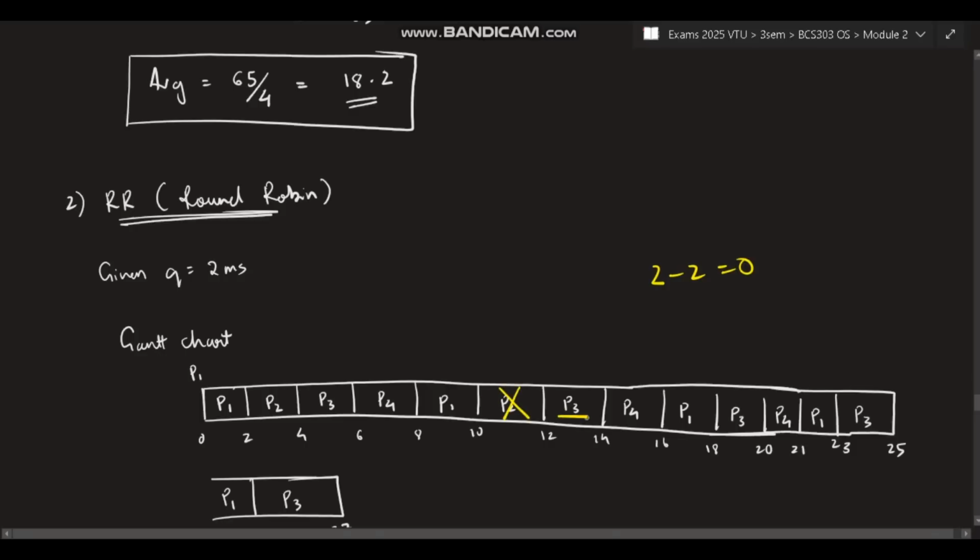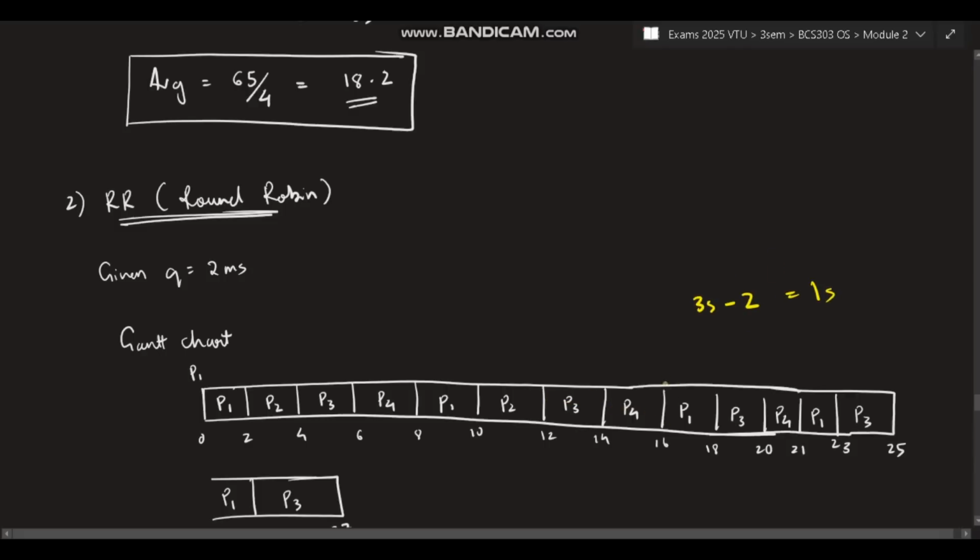Okay, then P3 will come here. Then P3, how much P3 was left? 7. 7 minus again 2, now it executed, so it will become 5. Now P3 is 5 milliseconds. P4, how much it was? It was 3 seconds. Again 2 seconds it will run, so it will become 1 second.